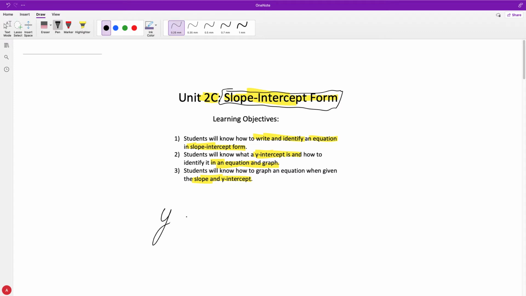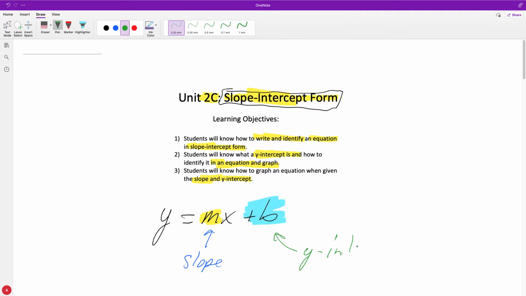So the slope-intercept form is y equals mx plus b. We should already know what the letter m stands for, because in our last video we learned about slope. So we know that m represents our slope. Our x and y are just our points, x and y. That means the last thing we have here is this plus b, and that is actually our y-intercept. That is how it is identified within our equations.